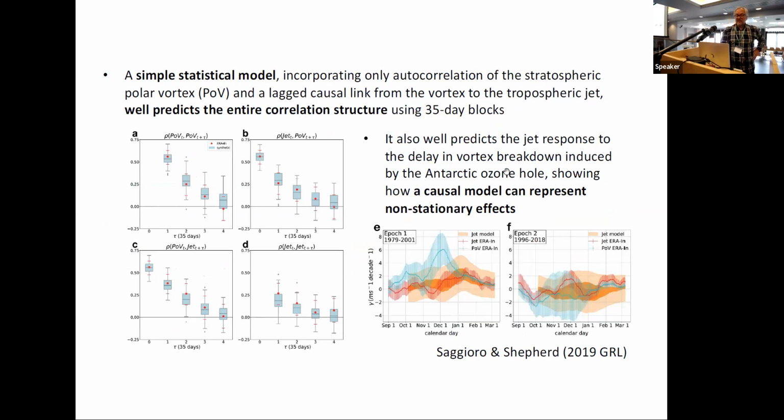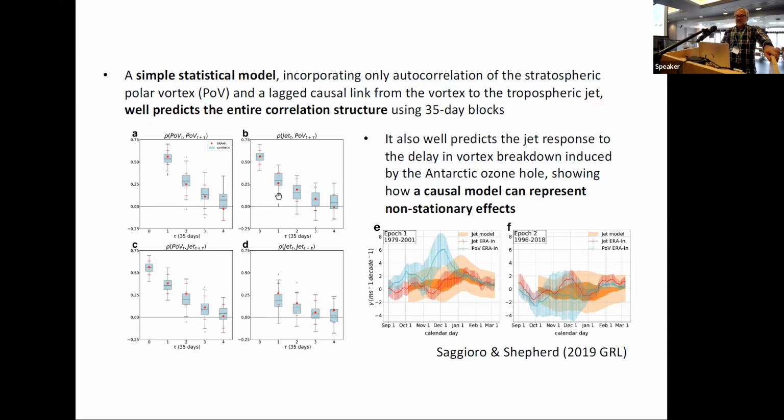Now the interesting thing is that this is in 35-day blocks. If you look at the correlation structure, these are in units of 35 days. So the top left, these are small labels, is the autocorrelation of the polar vortex. And you can see this is lag 1, 2, 3, 4. The red is the observations, and the blue is a prediction from this very simple model with only 2 numbers in it. And you predict the autocorrelation of the polar vortex. There's an autocorrelation of the jet. There is no autocorrelation in the statistical model. It's coming entirely from the autocorrelation of the stratospheric vortex and the downward propagation.